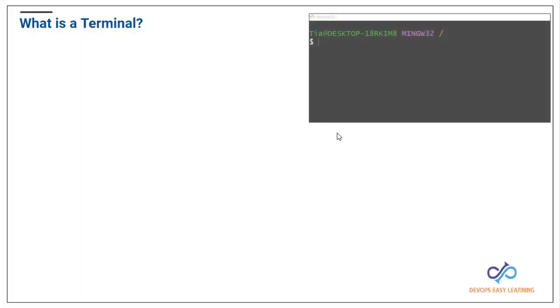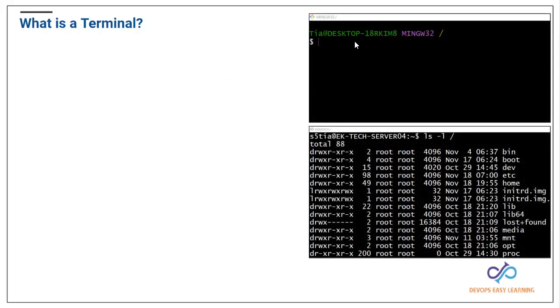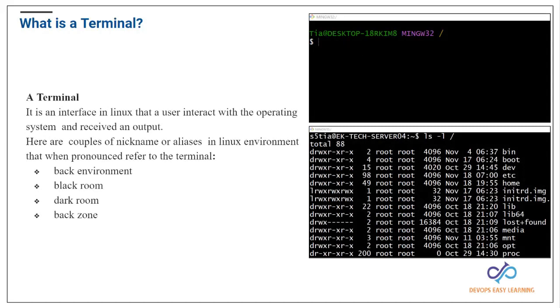What is a terminal? Here, as you can see, we have a black screen, and I know a lot of people don't like black screens, right? This black screen is called a terminal. And this terminal basically has a couple of names. We can call it a black environment, or a black room, or a dark room, or a bad zone, right? All these names refer to a terminal, right? A black room, a black environment, and so on.